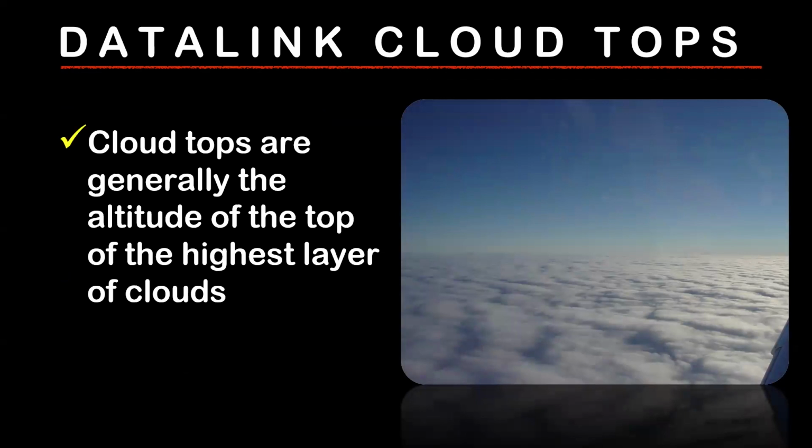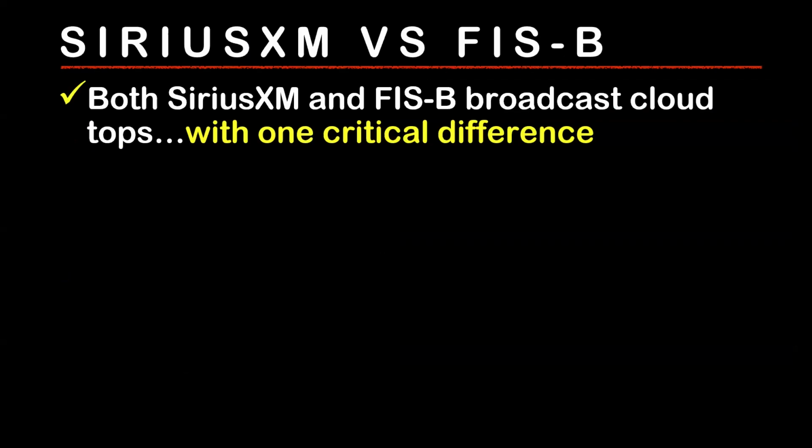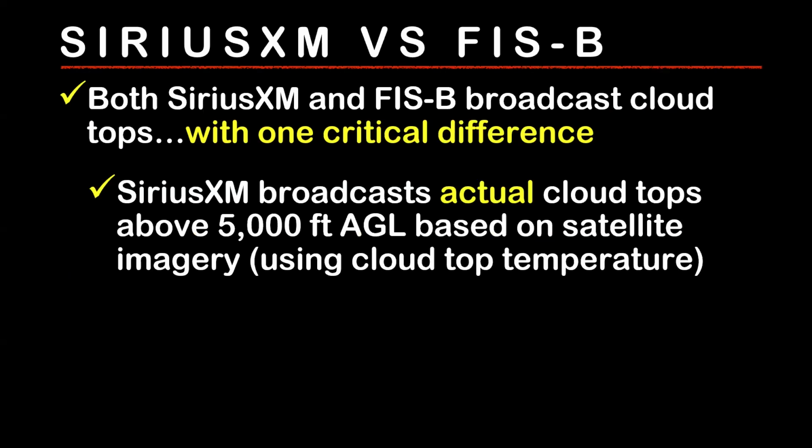Now let's focus on cloud tops. Cloud tops are generally the altitude where you see the highest layer of clouds. You can have multiple layers. There could be a cirrus layer way up there, and essentially the cloud tops, up there at 25,000 feet, even though there may be a lot of clear air below, that cloud top would be the cirrus deck at that point. Both SiriusXM and FIS-B broadcast cloud tops. And there's one critical difference that's really important.